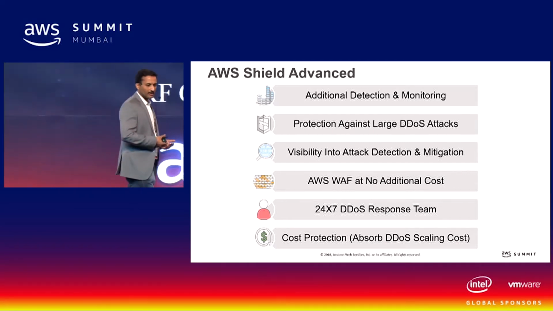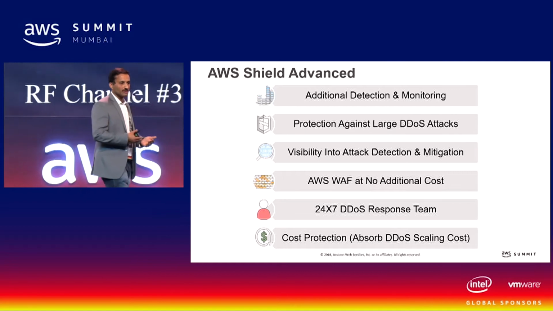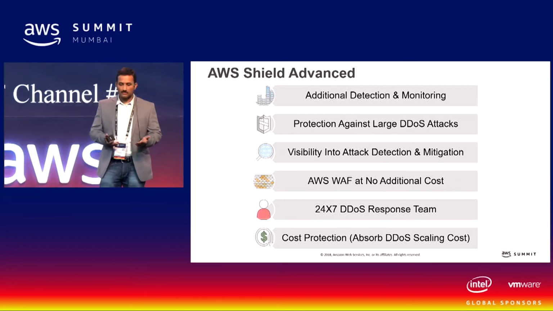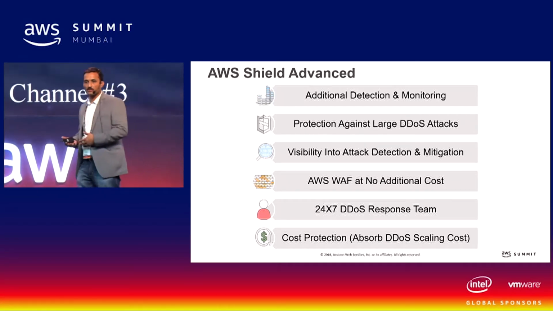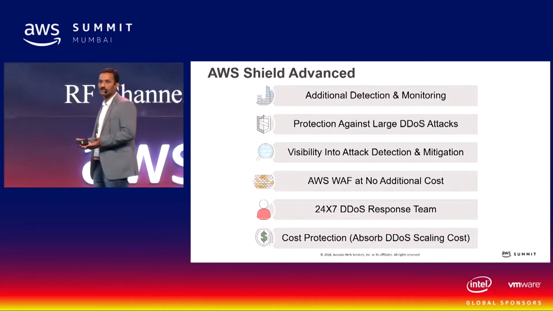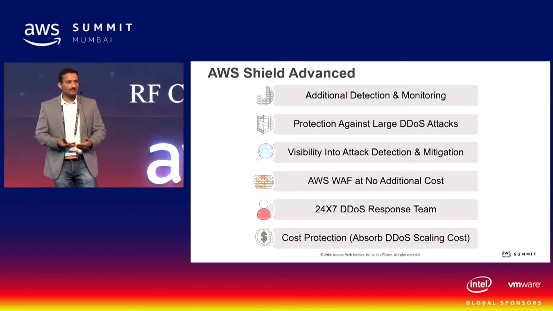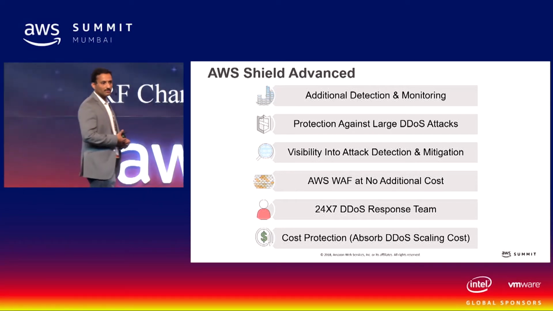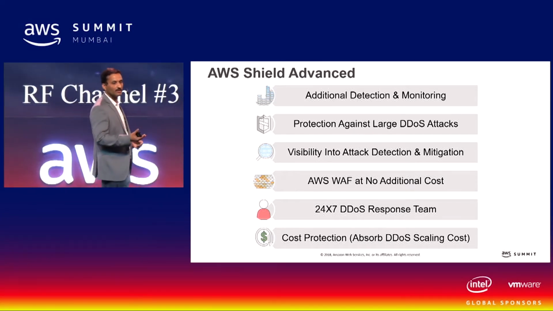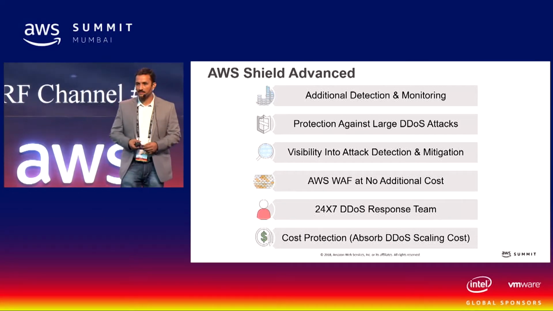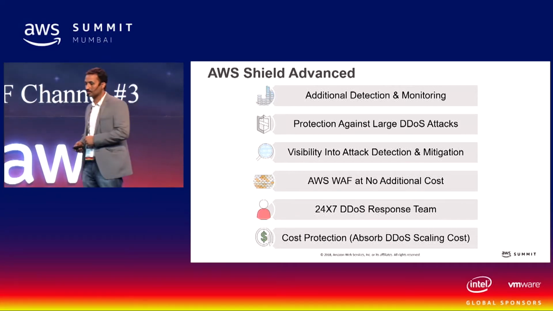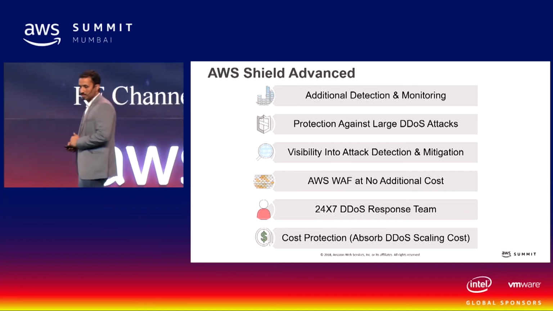So with Shield Advanced, you get the cost protection. You can ask for AWS to absorb that cost, right? If you think that the resources you used to scale were because of a DDoS attack and you are subscribed to AWS Shield Advanced, you can get that charge reimbursed, right? So that's a very major advantage of Shield Advanced.